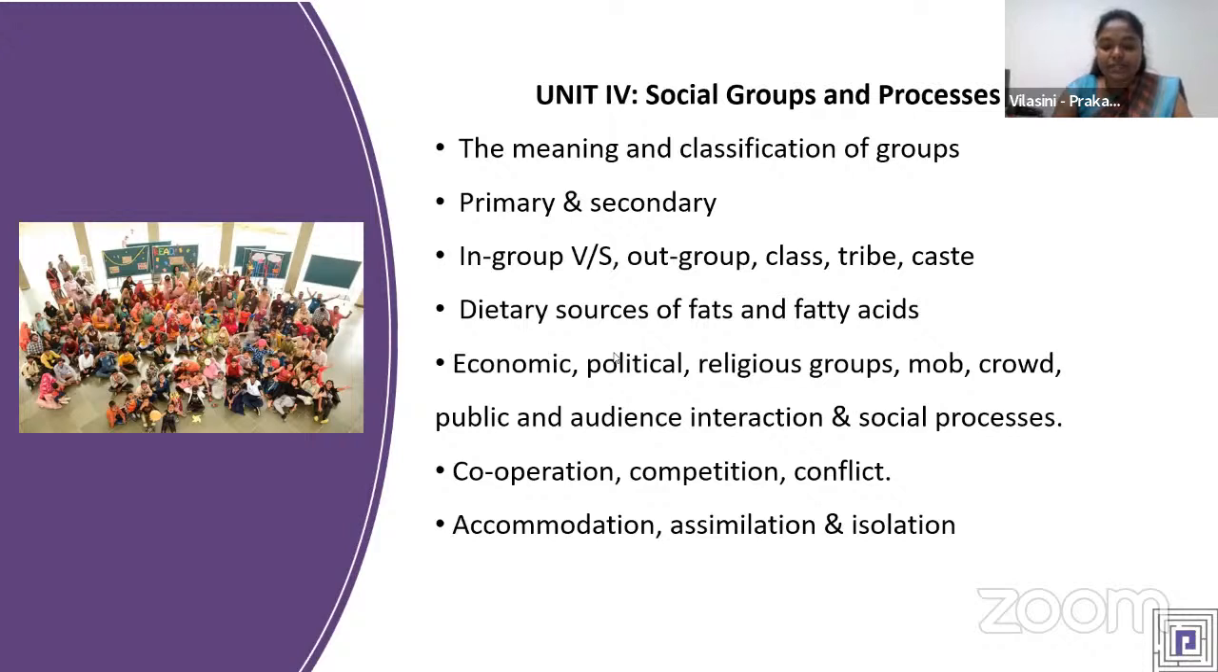Then next we'll talk about accommodation. So accommodation is all about adjusting to a new environment. Accommodation is adjusting to a new situation or a new area. So that can include compromise or rationalization or sublimation. You just adjust and accommodate to a given situation or a particular area.